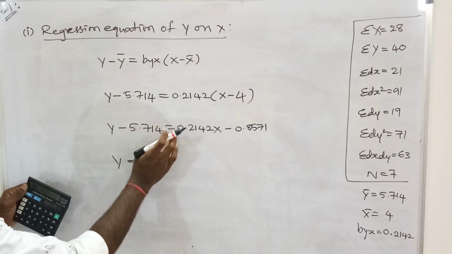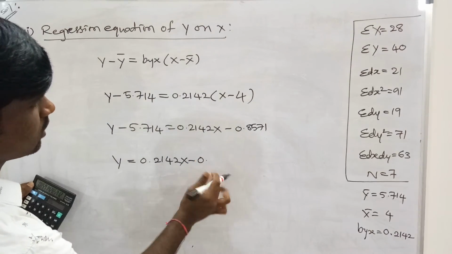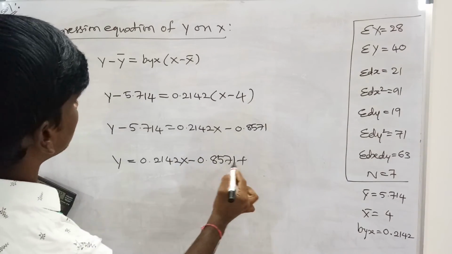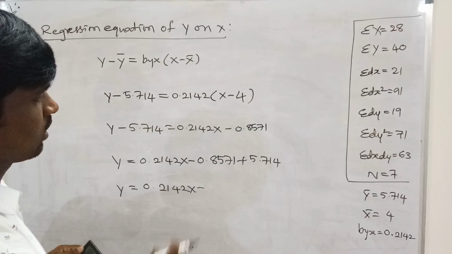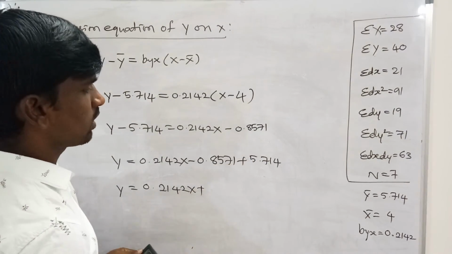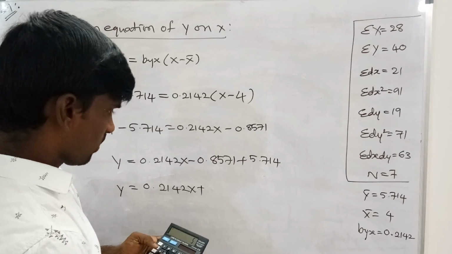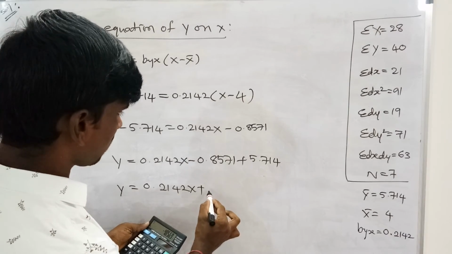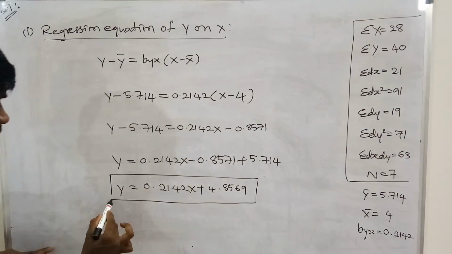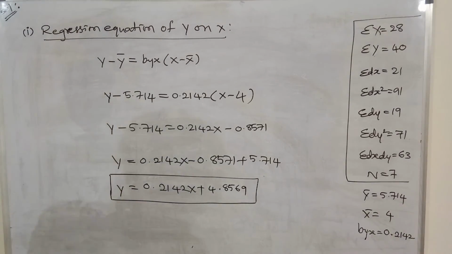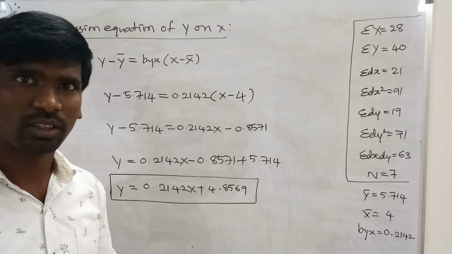So y is equal to 0.2142x minus 0.8571 plus 5.714. Then y is equal to 0.2142x plus, since the plus value is larger, the plus value comes: 5.714 minus 0.8571 is 4.8569. This is the regression equation line of y on x. So this is the simple solution for this question. I hope you understood, right? Thank you.